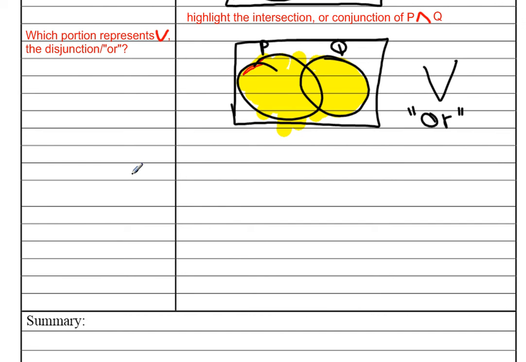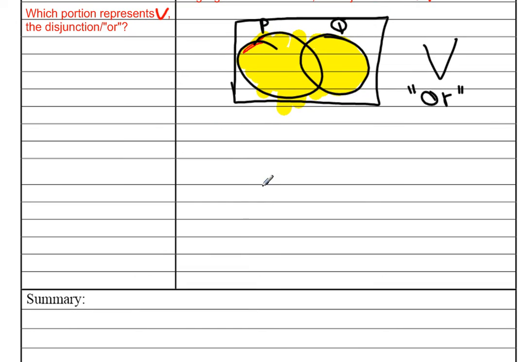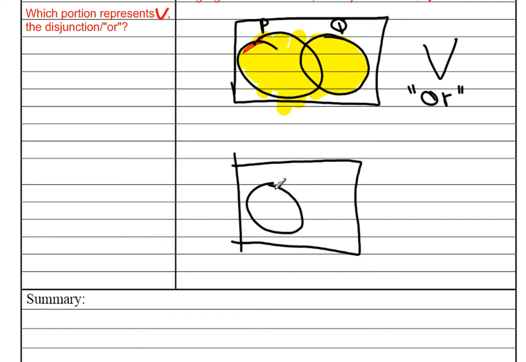Now let's talk about all the other scenarios we can have. We've highlighted both circles, which represents the disjunction. We've highlighted the middle circle, well, it's more of an oval, which represents the conjunction. So let's do the same Venn diagram. And you don't have to make it so big.